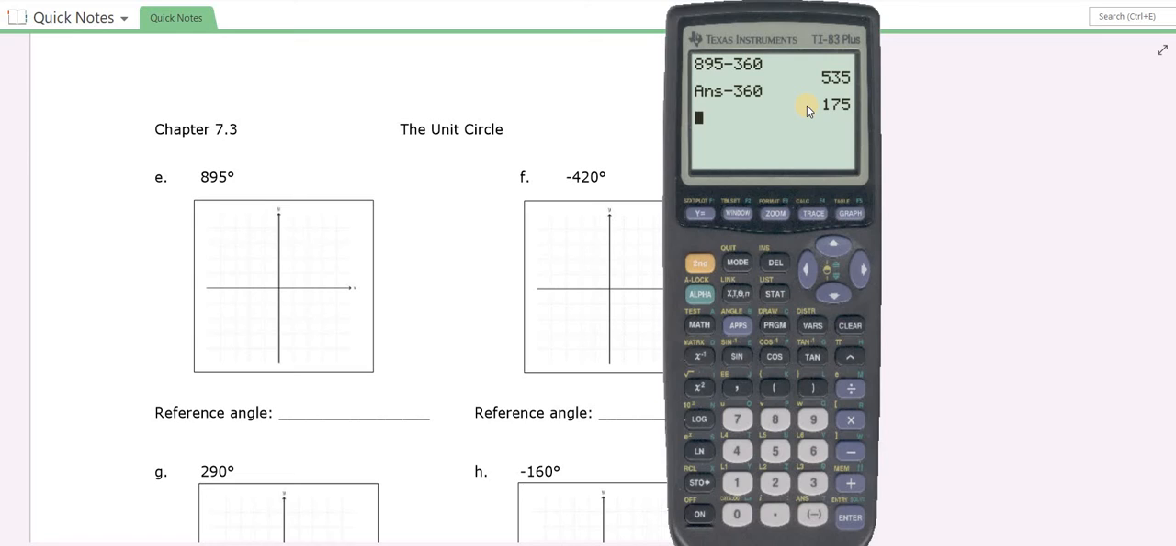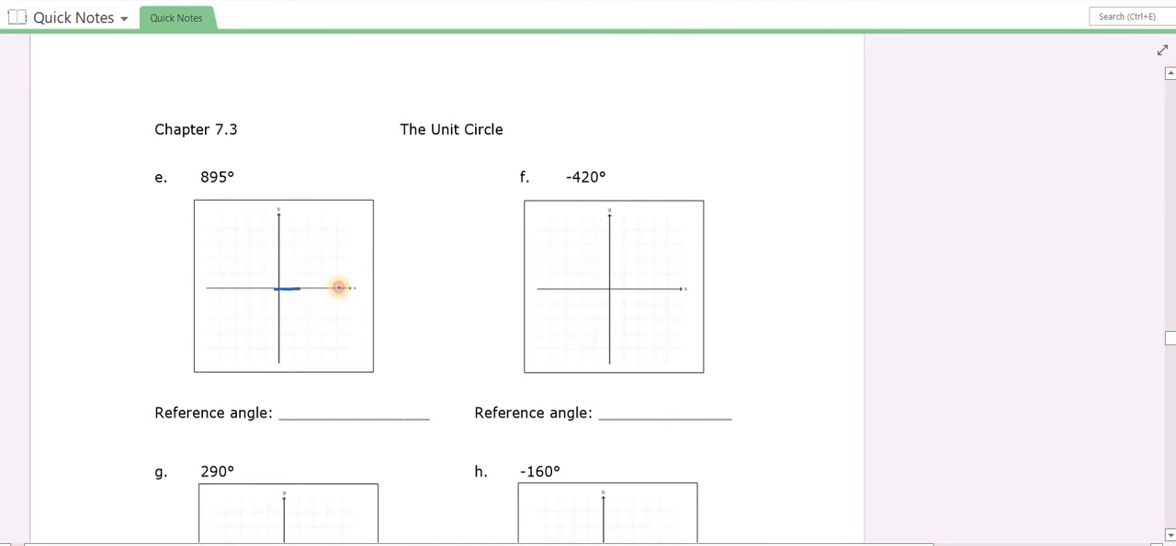So that is my terminal. So here is the initial side of the angle, and I need to go 2 revolutions. So here is 1, and here is 2, and now I'm going to go 175. 175 is approximately here, so here is the terminal side of my angle. This is 895 degrees. This last part is what I care about. This is 175 degrees. Now I need to find the reference angle for that.